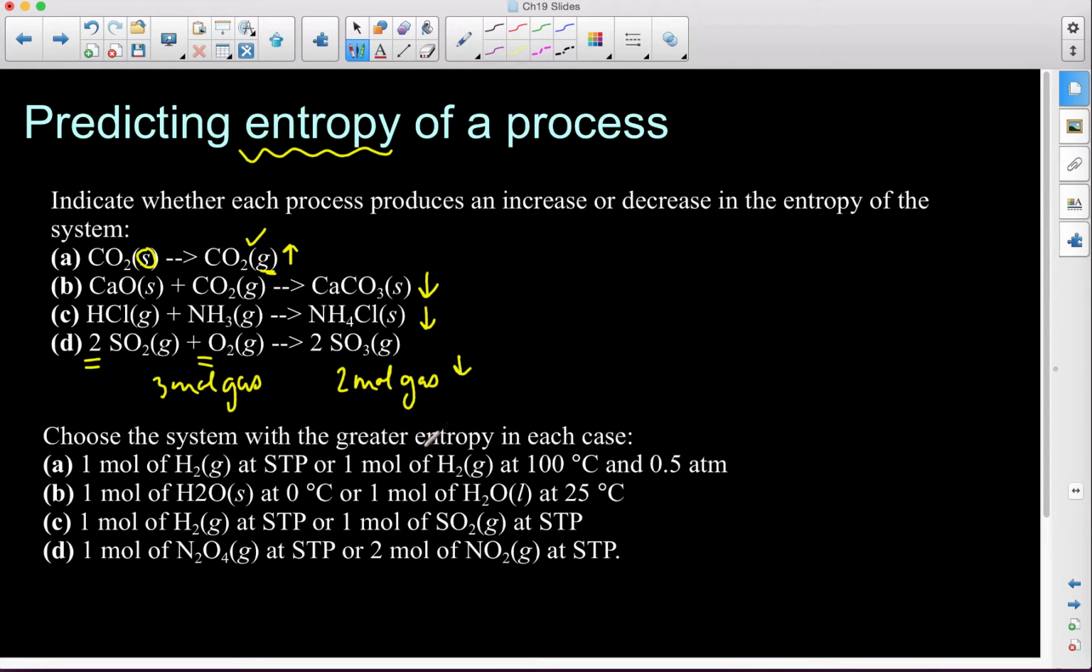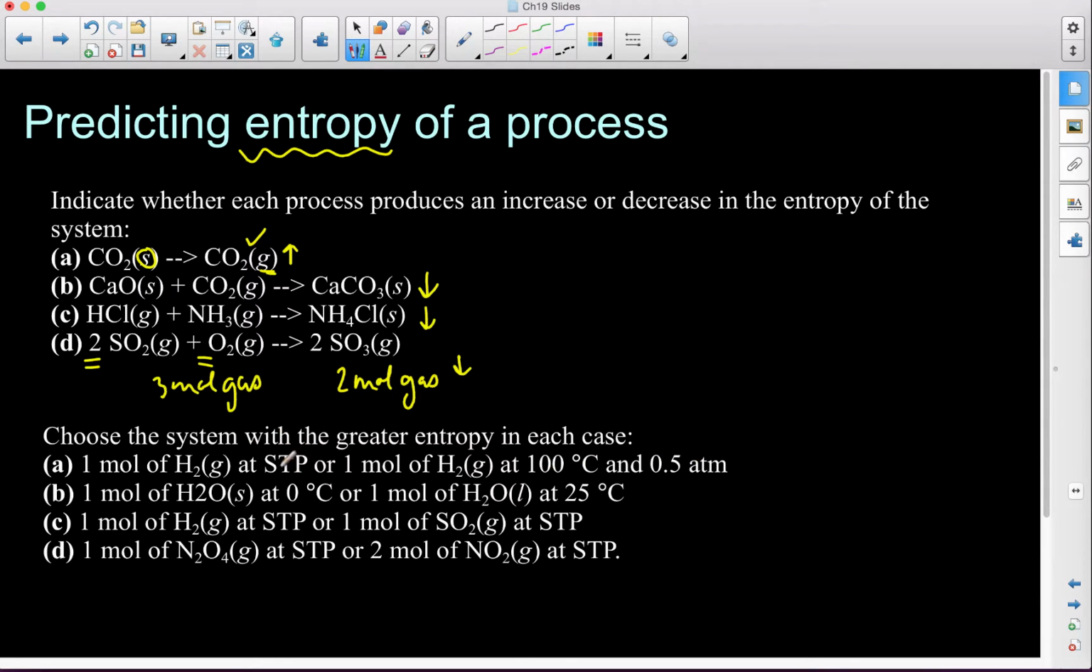Here, we're going to choose the system with the greater entropy. So now we're not looking at a reaction so much as just comparing A and B, or whatever, situations to situations. All right, so here we have 1 mole of H2 at STP, or 1 mole of H2 at 100 degrees Celsius and half an atmosphere.